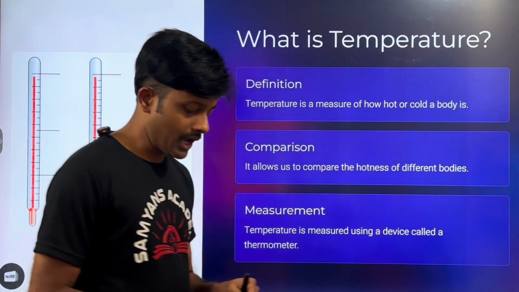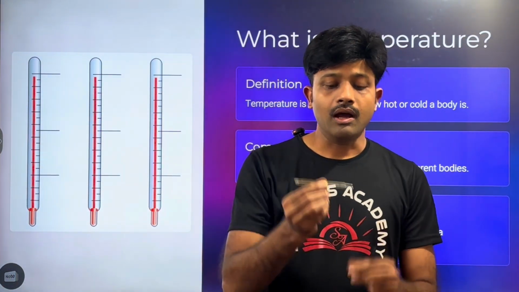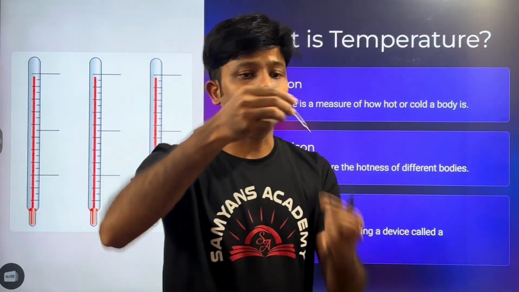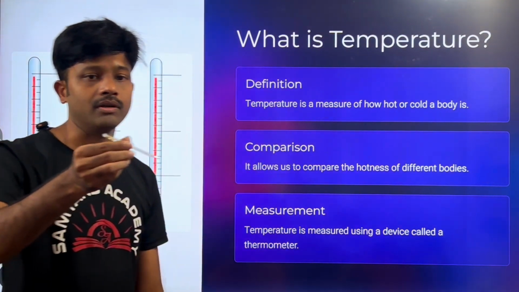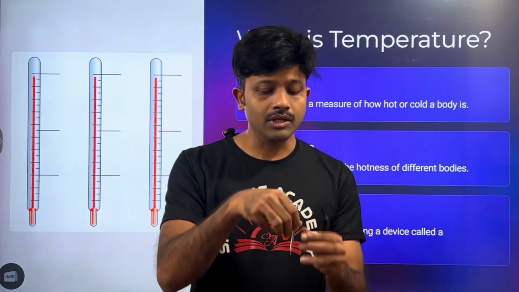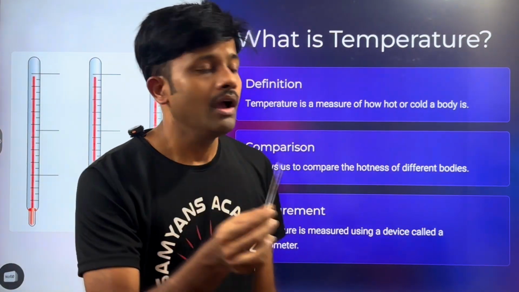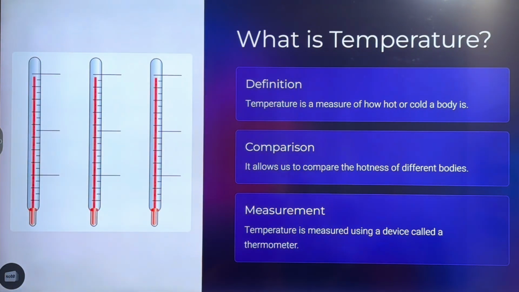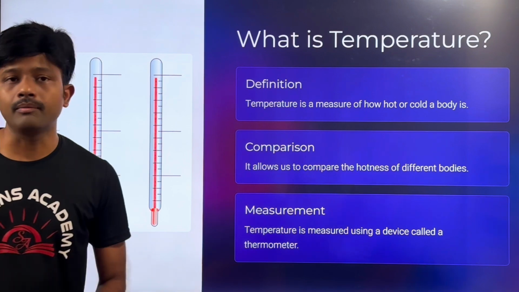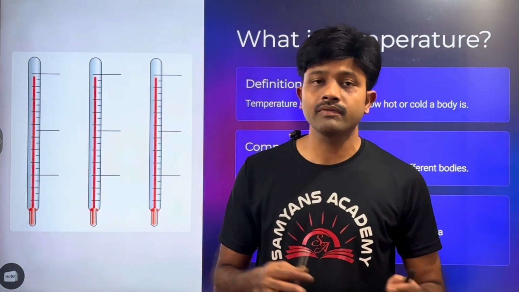Now, this is one of the thermometers. Are you able to see this thermometer? Yes, and it has a kink, and here we have liquid mercury. This is a clinical thermometer. When placed in your hand or below the tongue, the mercury level increases and shows the temperature of the body. Temperature is a measure of how hot or cold a body is. Then how do you compare which object is hot or which object is cold? By comparison we can say that.